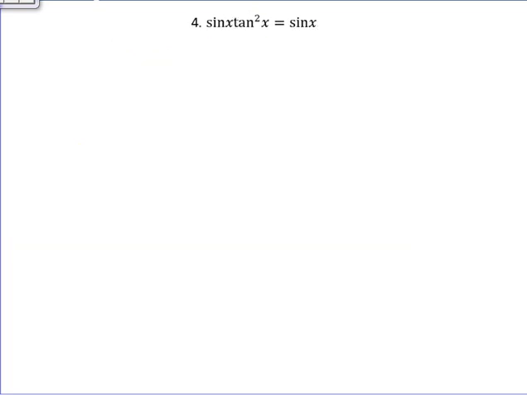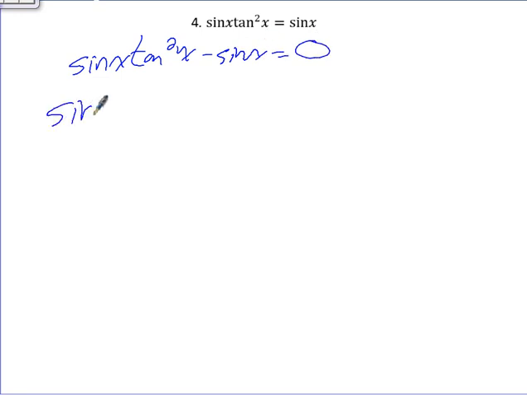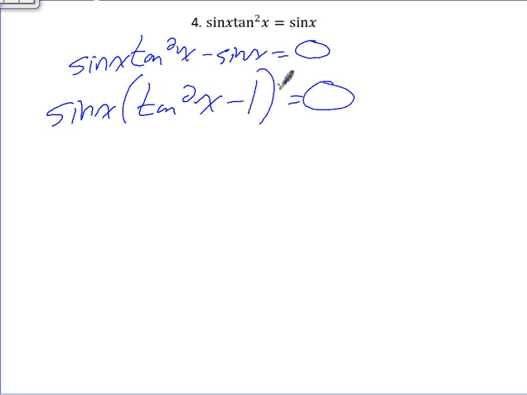This is another example of one where we have to subtract sine x. We can't divide. So sine x tan squared x minus sine x equals 0. Factor out my sine x: tan squared x minus 1 equals 0. And once again, set both parts equal to 0. You can see it's starting to get a little repetitive.